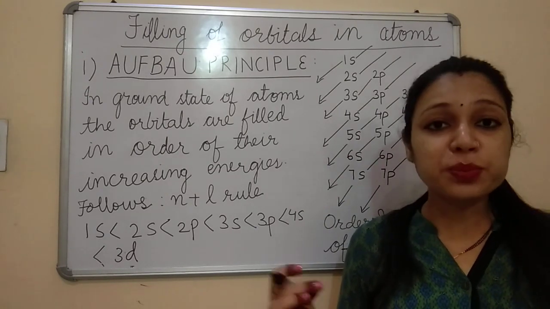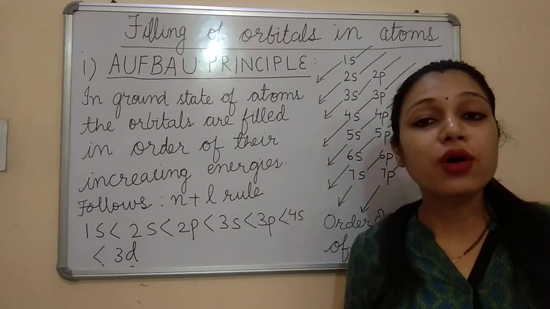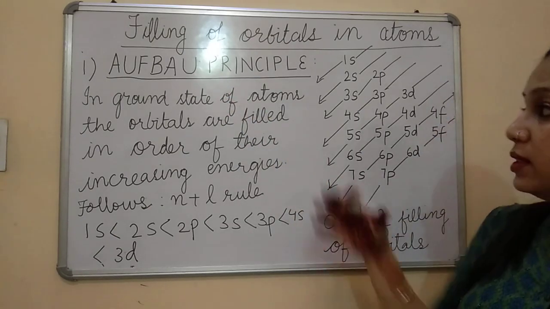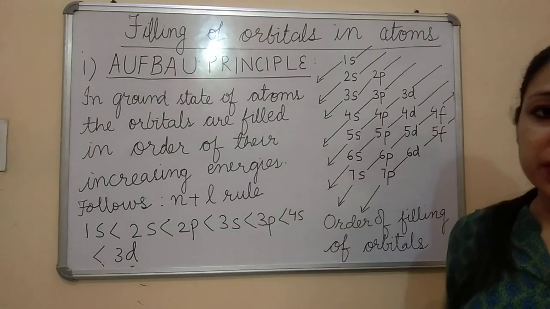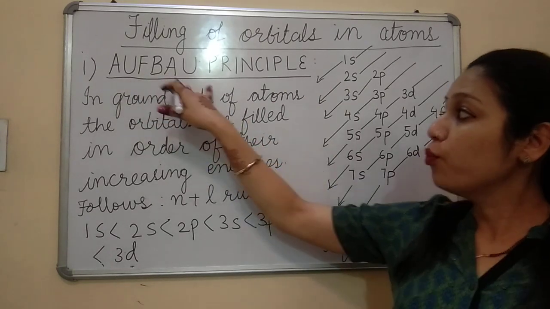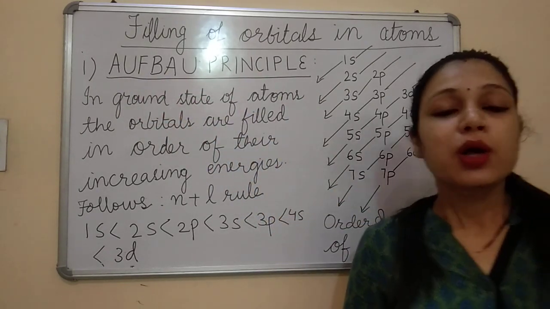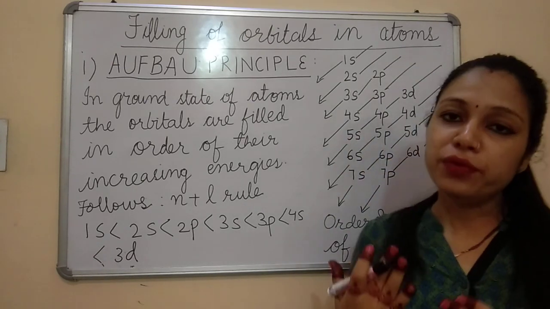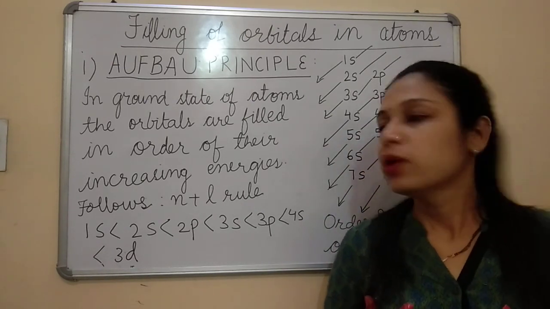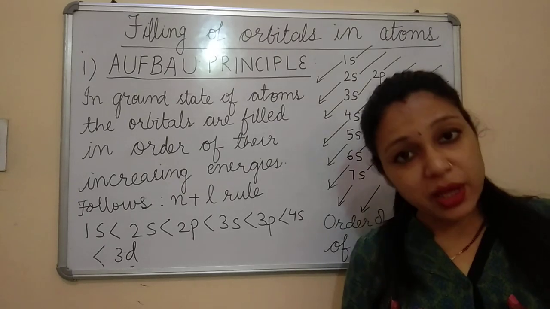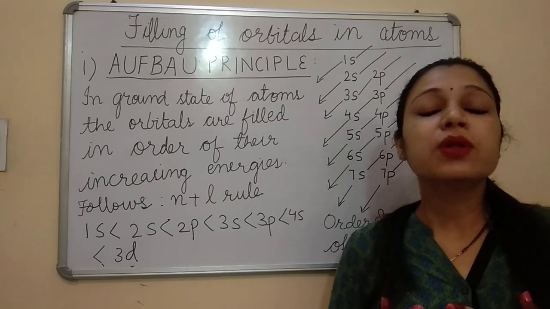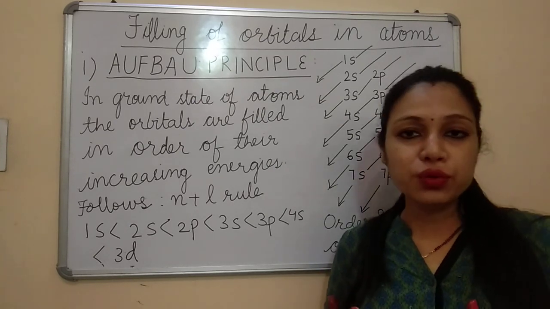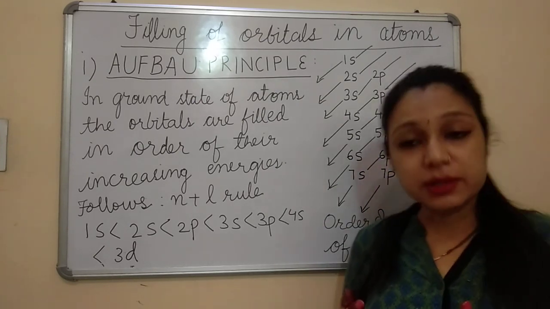So, the first principle that is followed for the filling of orbitals is Aufbau principle. Children, we have three basic principles for the filling of orbitals in an atom. The three are Aufbau principle, Pauli's exclusion principle, and Hund's rule of maximum multiplicity.